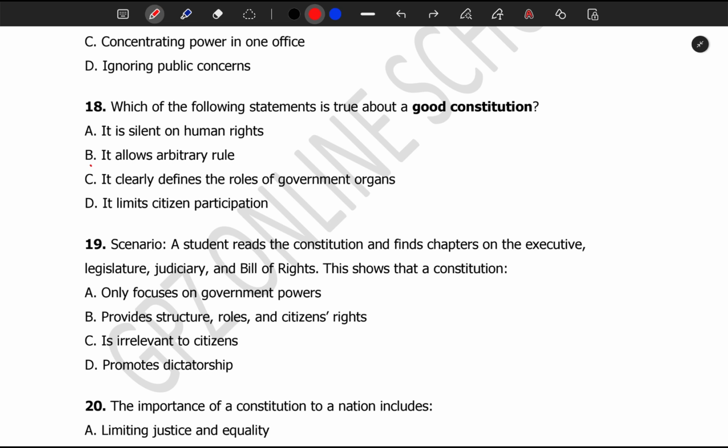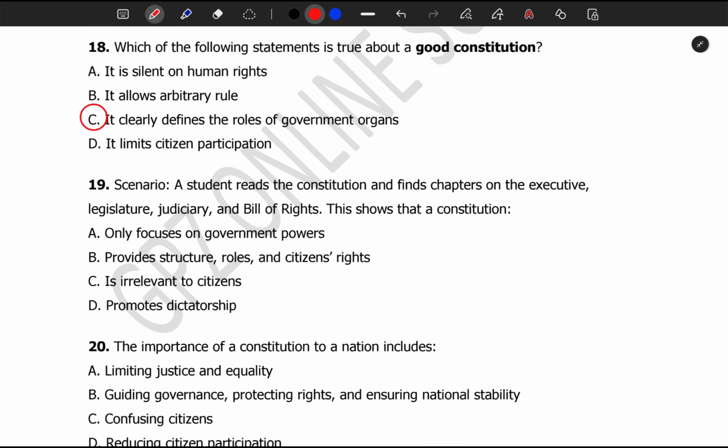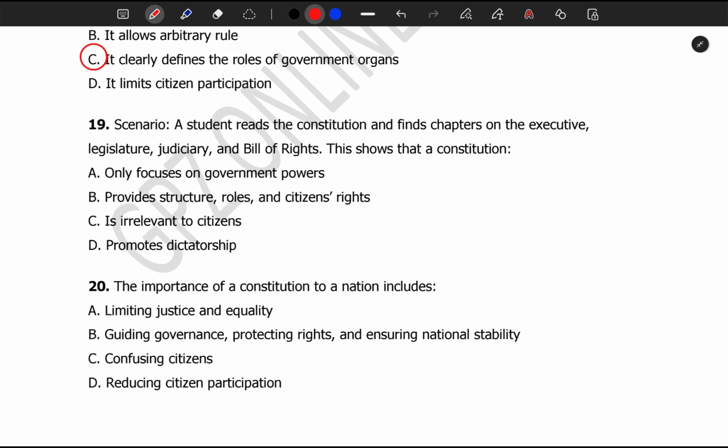Question 9. A student reads the Constitution and finds chapters on the executive, legislature, judiciary, and Bill of Rights. This shows that a constitution, A, only focuses on government powers, B, provides structure, roles, and citizens' rights, C, is irrelevant to citizens, D, promotes dictatorship. The correct answer is what? It is this one here. It provides structure, roles, and citizens' rights. Because in the Bill of Rights, we have citizens' rights. The judiciary, the legislature and the executive are government structures.